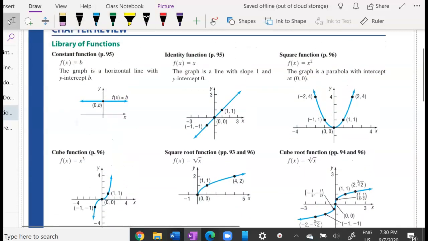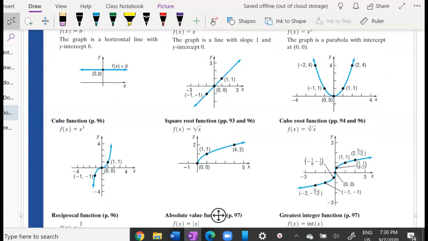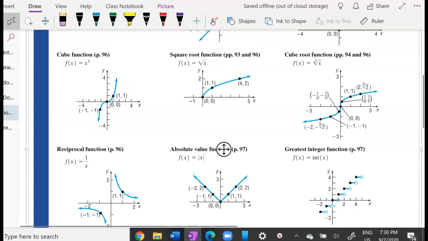But you should definitely know the constant, identity, square function, which is parabolas, the cube, square root, and cube root functions, and then the reciprocal and absolute value functions.